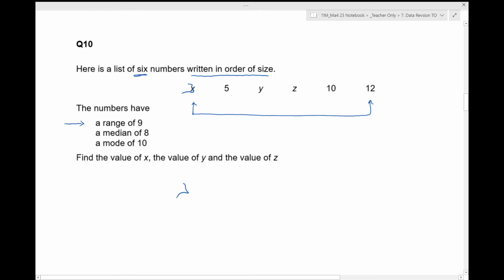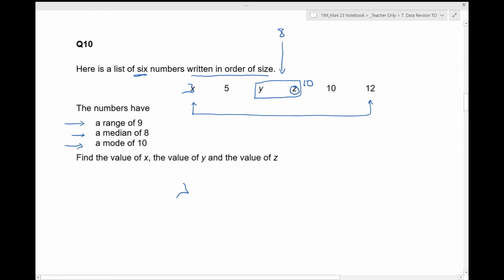A median of 8. Well, the median can be halfway between these 2 numbers, isn't it? So the median is 8. But because I don't know y or z, that doesn't really help me at the minute. The mode is 10. The most common number must be 10. Well, there's one 10 already. So if the mode is going to be 10, then z here must be 10 as well, mustn't it? Now there are 2 10s. That's great. So the mode is 10.